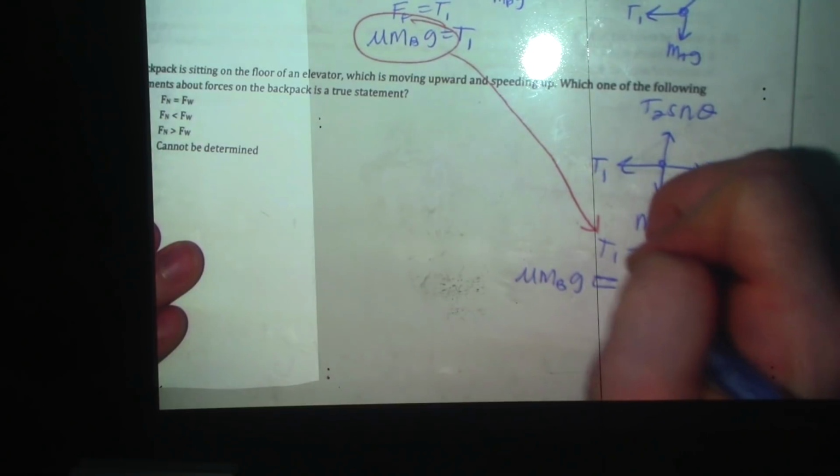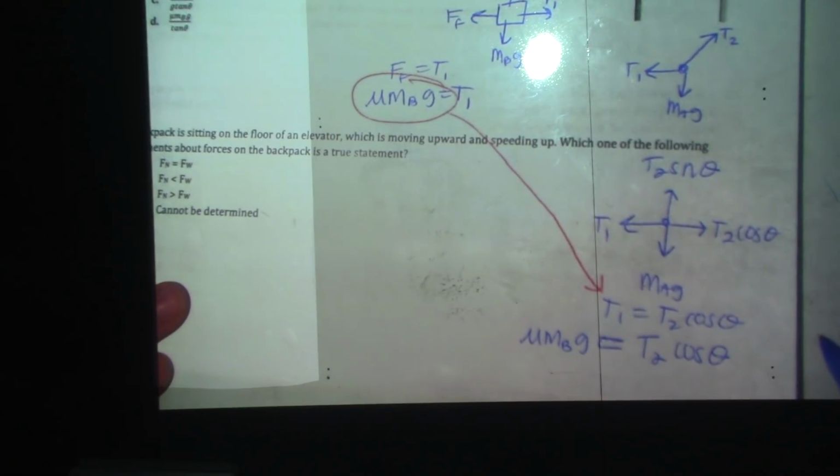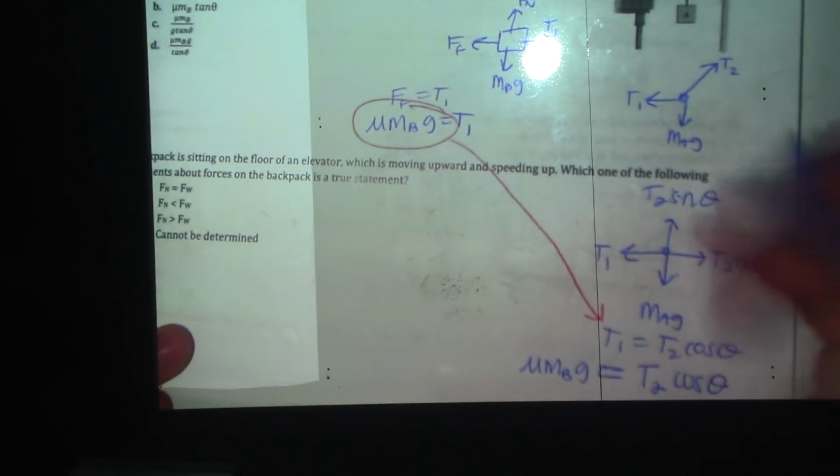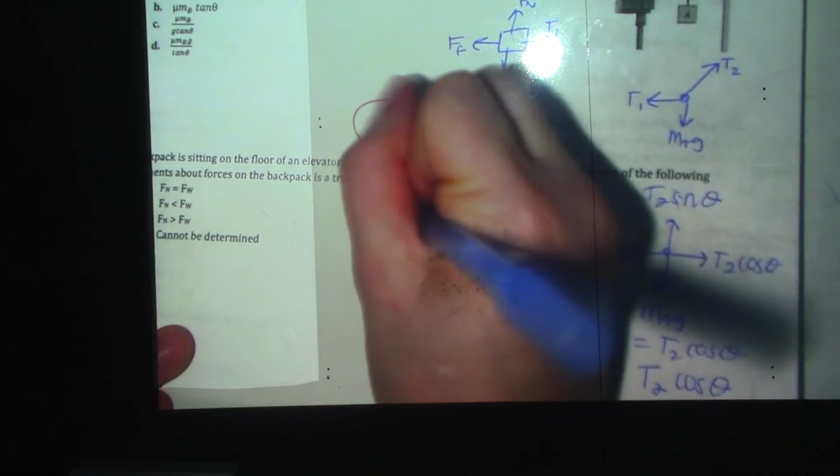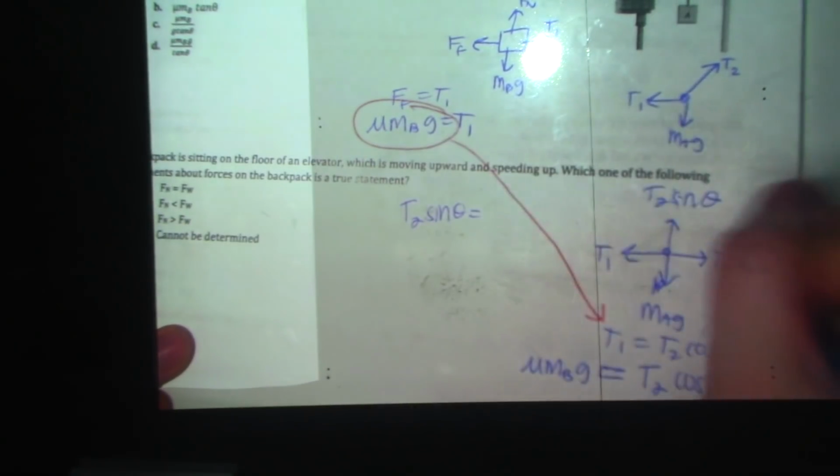Force of friction here we said would be mu of n because it's the maximum mass. Any more would start to move, so that's going to be mu mbg equals T1. And now I am going to substitute that in for T1 over here. So I've got mu mbg equals T2 cosine theta. And what am I trying to find? I forgot. Oh yeah, I have the second equation. These two have to equal each other. So T2 sine theta equals MAG.